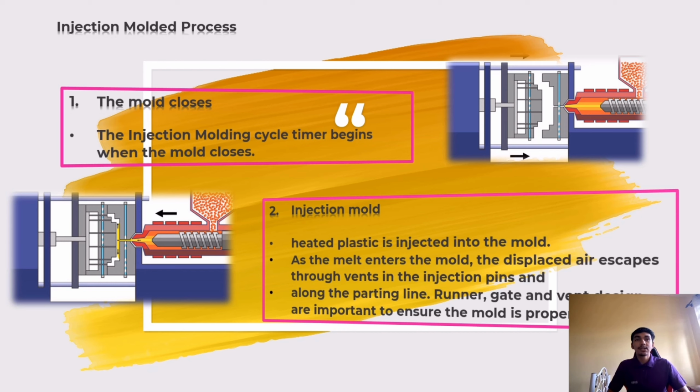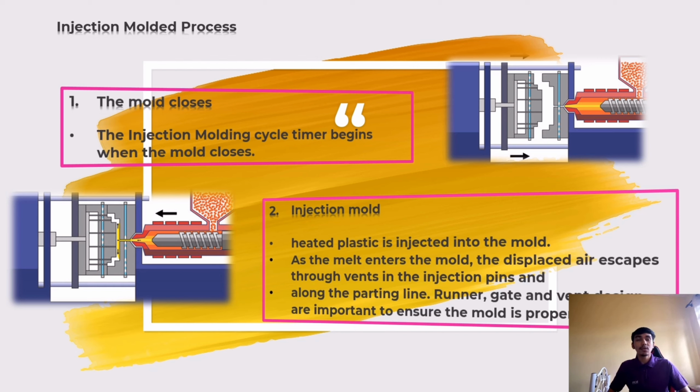The first process is the mold closes. The injection molding cycle timer begins when the mold closes. In some cases, with the use of robots, the cycle runs part to part, which means the cycle begins and ends when the robot receives a new part or new parts touch the conveyor belt.